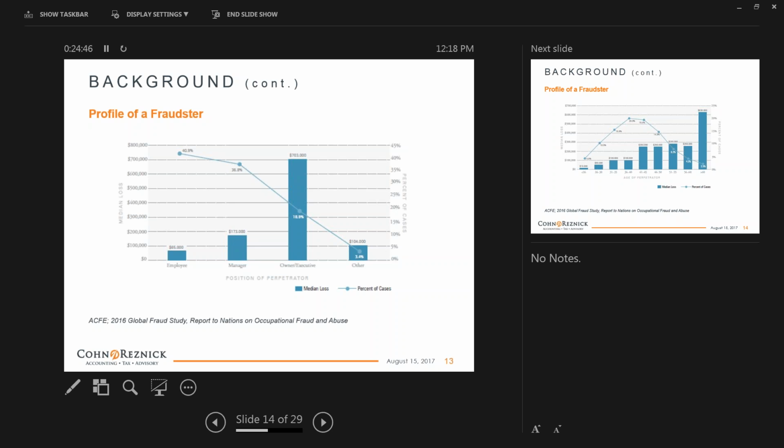Then you had company executives and owners. The amount of the cases drops dramatically down to 19%, but the average loss per case is in the hundreds of thousands. And that shows you that the employee role, the availability to manipulate information for an organization, means that as you move up the chain, up the ladder, the larger the losses.